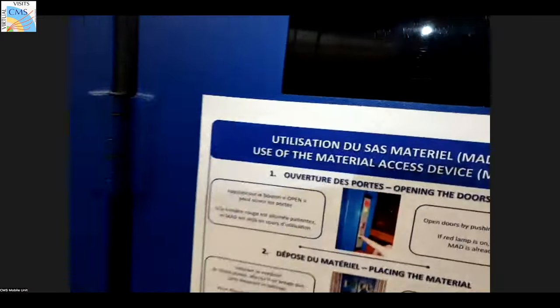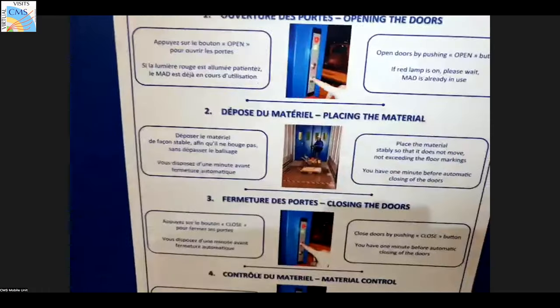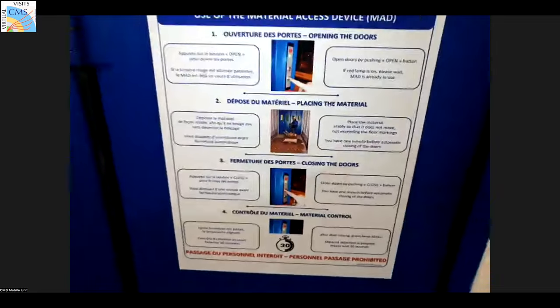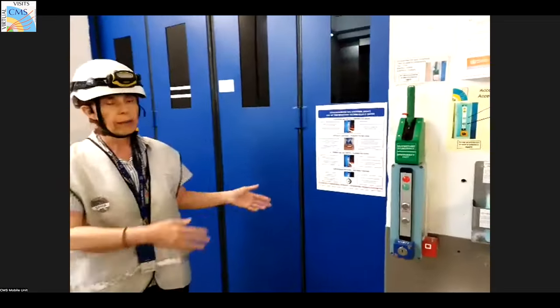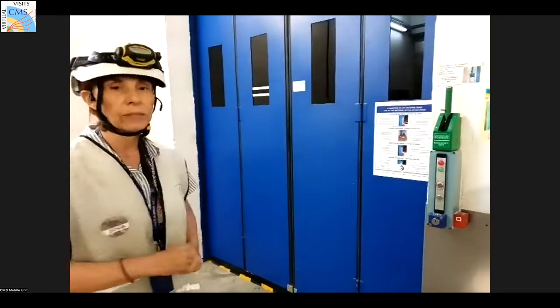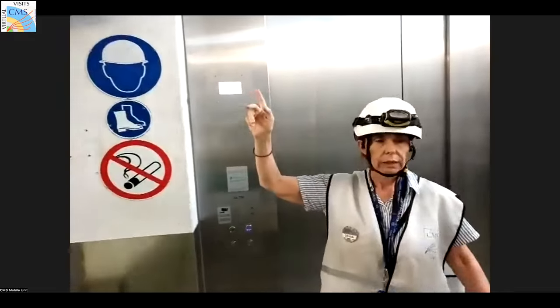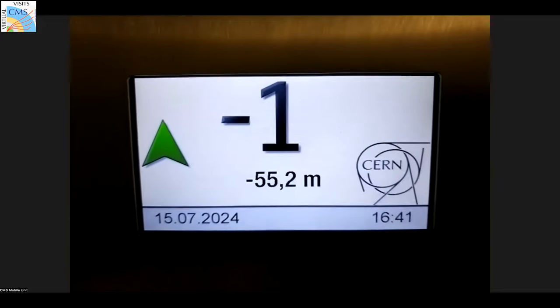So Noemi is showing you the policy to bring in material. There are double doors. We open the doors outside, we put the material in between the two doors, and then we badge through the green doors and recover the material from this side. And here we have the elevator. It's a big elevator. You can fit more than 30 people inside. Now it's coming up. It takes more or less 1 minute to go down.